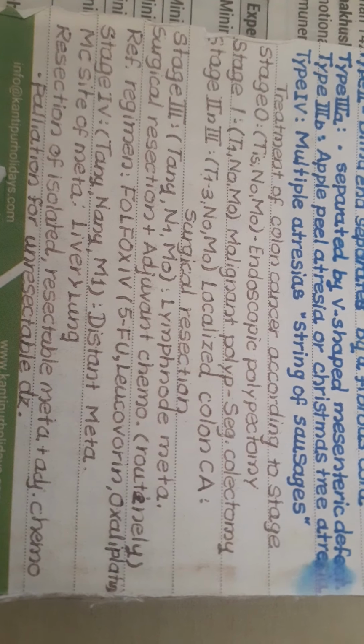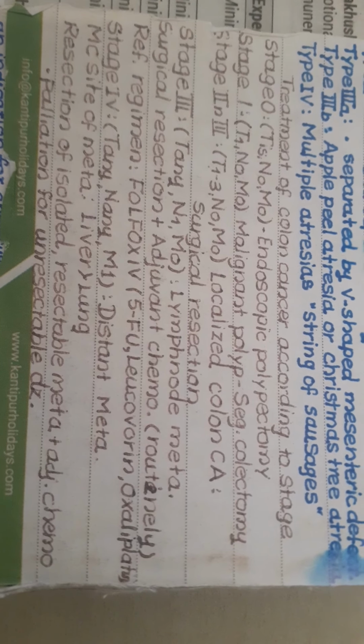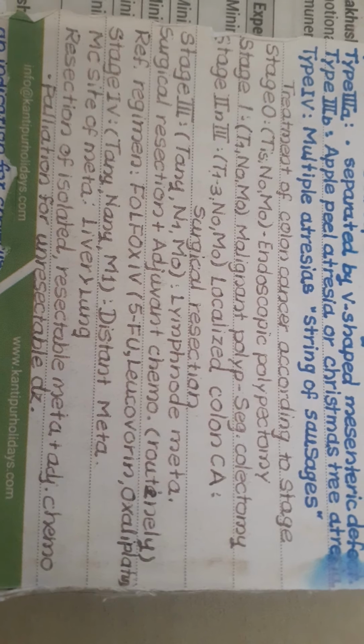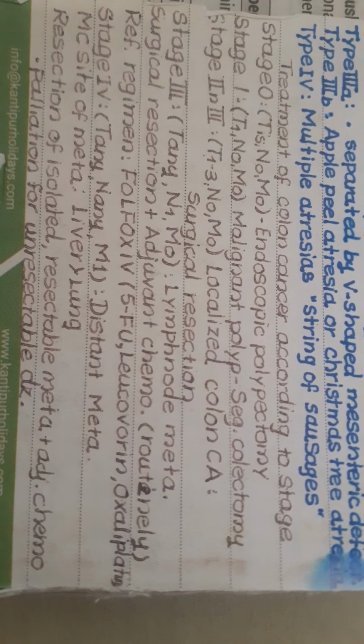Treatment of colon cancer according to stage. Stage 0, Tis, N0, M0: endoscopic polypectomy. Stage 1, T1, M0, malignant polyp: segmental colectomy. Stage 2 and 3, T1 to 3, M0, localized colon carcinoma: surgical resection. Stage 3, TN+, M0, lymph node metastasis: surgical resection plus adjuvant chemotherapy. Routinely, the reference regimen is FOLFOX: IV 5-FU, leucovorin, oxaliplatin.